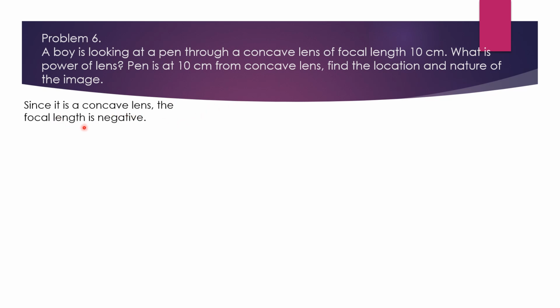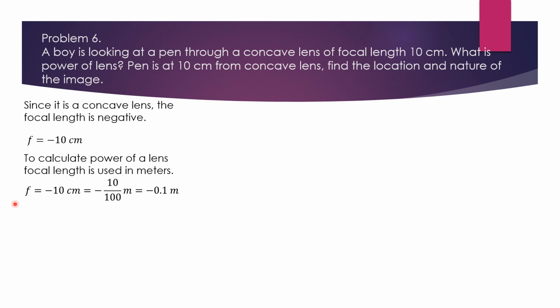Now, since it is a concave lens, the focal length is negative. So f is minus 10 cm. To calculate the power of a lens, focal length is used in meters. So f is equal to minus 10 cm. Converting into meters, we divide by 100: minus 10 over 100 meters, which results in minus 0.1 meters.